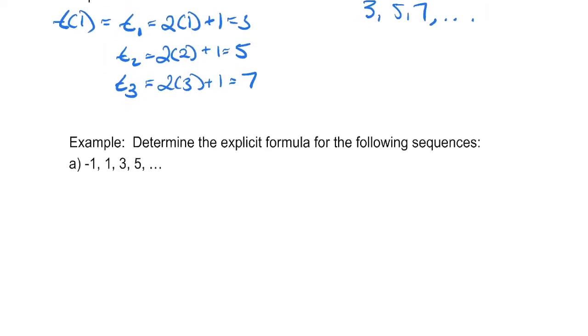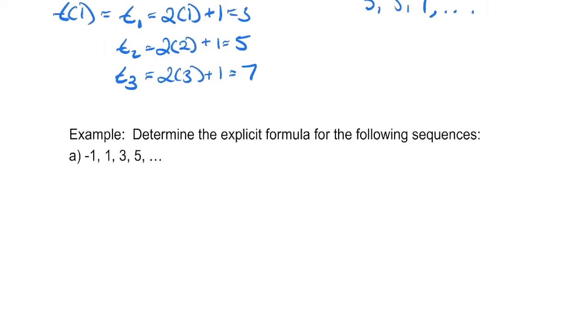So here's another example where we're given a sequence and we want to come up with an explicit formula. Here I'm going to write it out as ordered pairs. Maybe that would help. So here we've got (1, -1). The second number in the sequence is 1. The third number in the sequence is 3. And the fourth number in the sequence is 5. And I can see that's going up by 2. So it's sort of linear again.